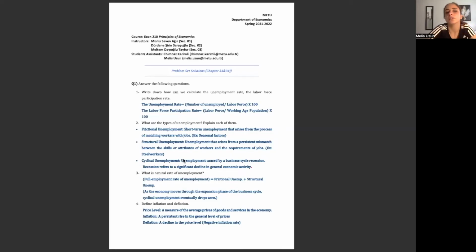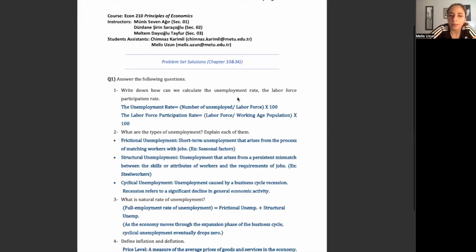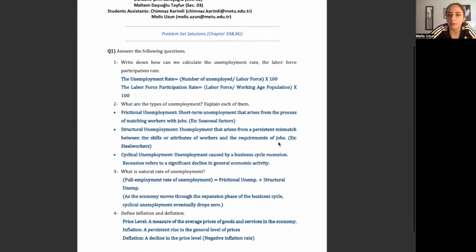Hello all. Today we will solve problem set 10. Let's start with the first question. We already know about this. We already covered this in problem set 7, but it will be a review.